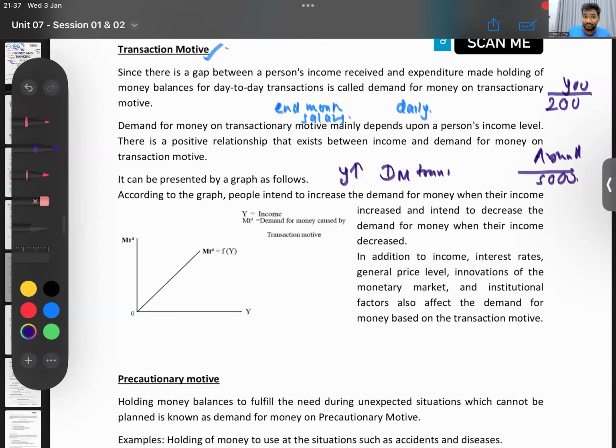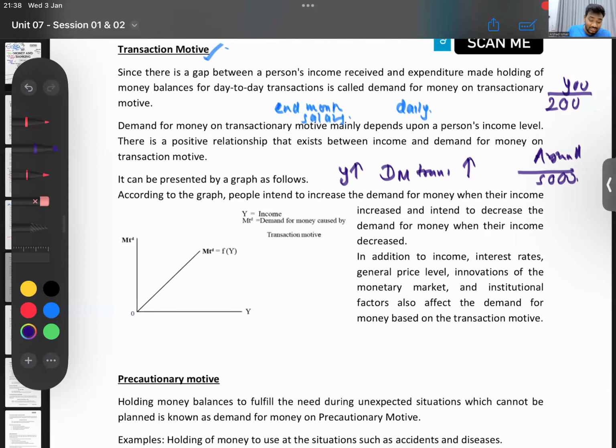When your income increases, when you're someone who is earning around 500,000, 1 million, your demand for money under transaction motive increases. You keep more money with you. A poor fellow has only 50 rupees in the purse. If you earn 1 million, you will keep around 10,000, 20,000 in your purse. Demand for money for transaction motive increases.